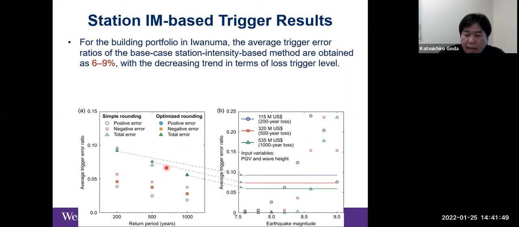But I found that if we look at the error in more detail, then the performance is not that great, especially for the large magnitude events. So there's still room to be improved to do better for this extreme situation. That's one pending issue which I should be investigating in the future.